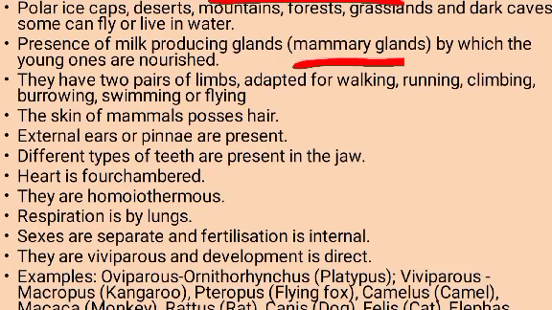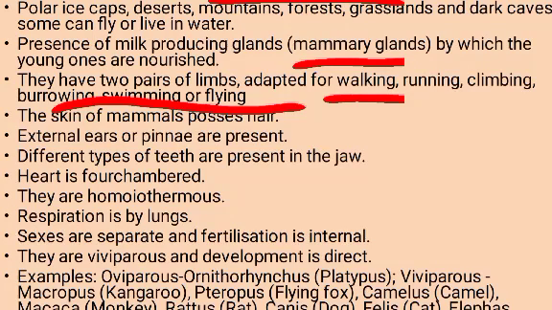So what is the use of this mammary gland? It secretes milk, which is used to feed the young ones. These mammary glands are milk-producing glands by which they can feed the young ones. Then they have two pairs of limbs, adapted for various purposes like walking, running, climbing, burrowing, swimming, flying, etc. According to the nature of the organism, the functions differ.